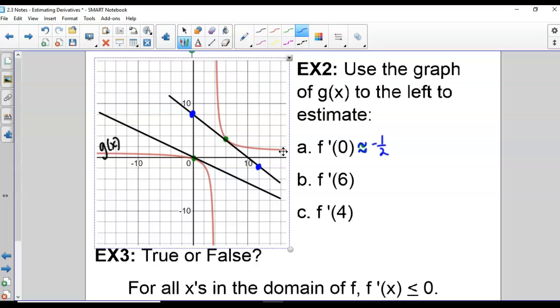So when you're doing this, of course it's an estimate. If yours is a little different, that's okay. So for the slope of this, we do rise over run. We go up 1, 2, 3, 4, 5 over 1, 2, 3, 4, 5, 6. That'd be negative because the line's decreasing. So negative 5 over 6.